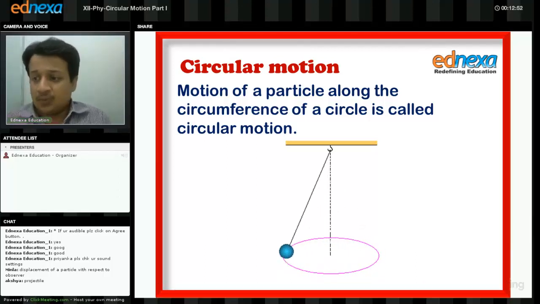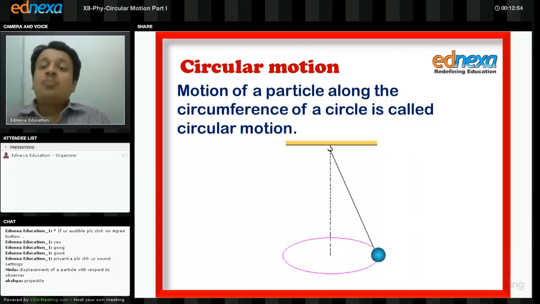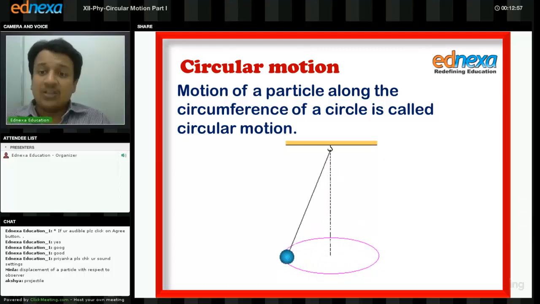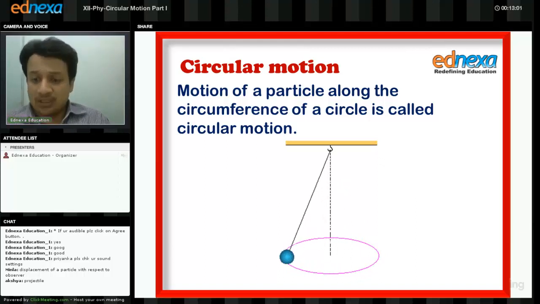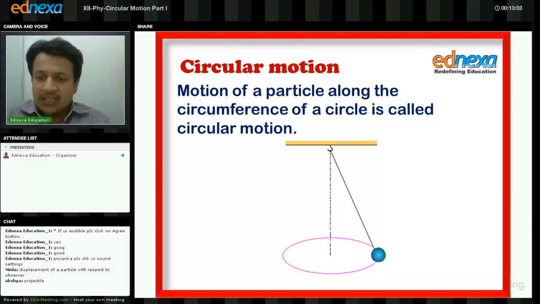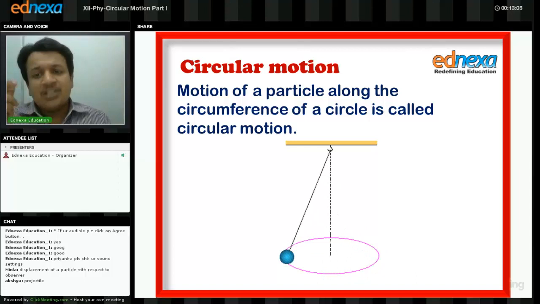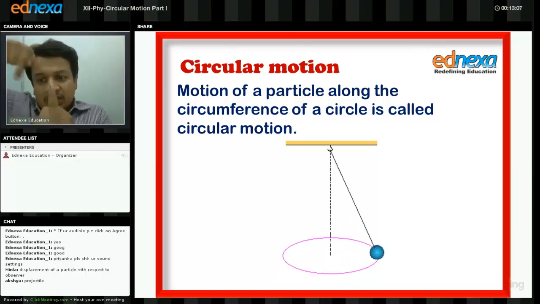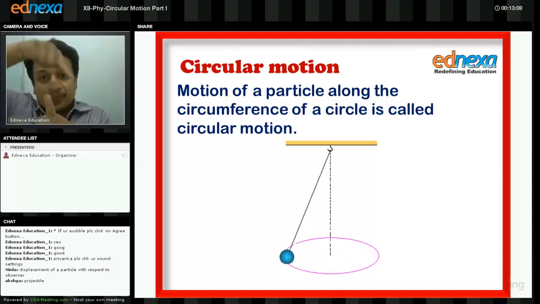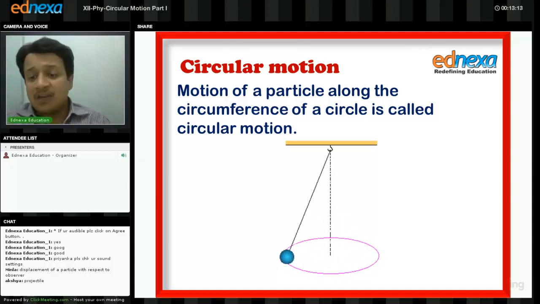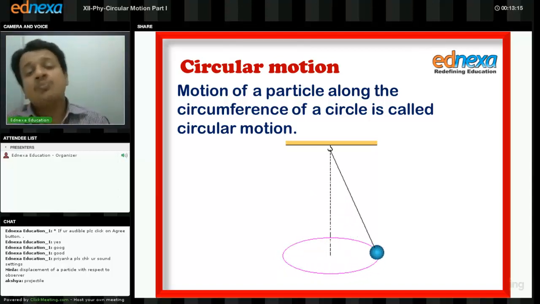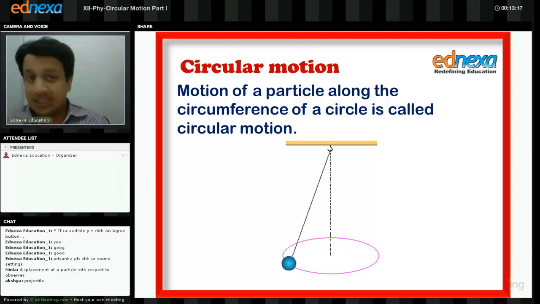Yes, it is in front of you. Motion of a particle around the circumference of a circle is called circular motion. You can observe in this animation that one ball is there, and that ball is revolving this way. Is it right? So motion of a particle along the circumference. That ball is moving along the circumference of a circle.